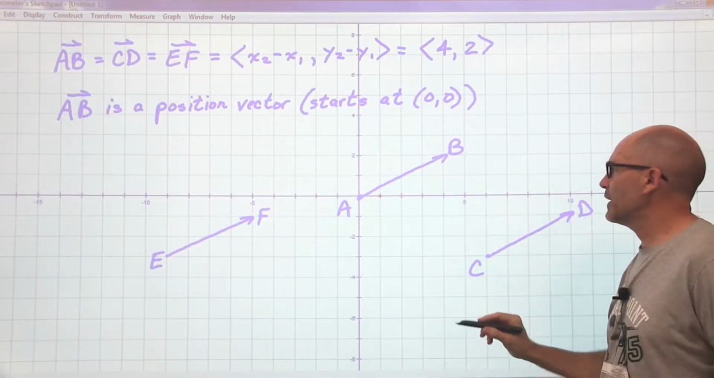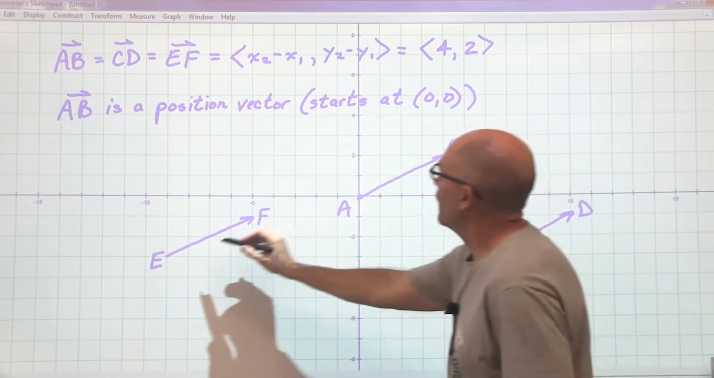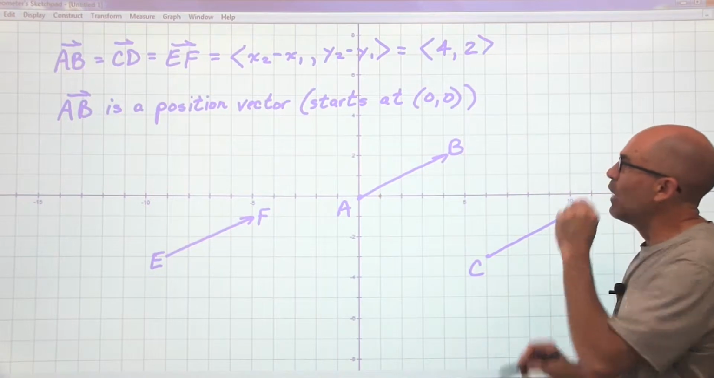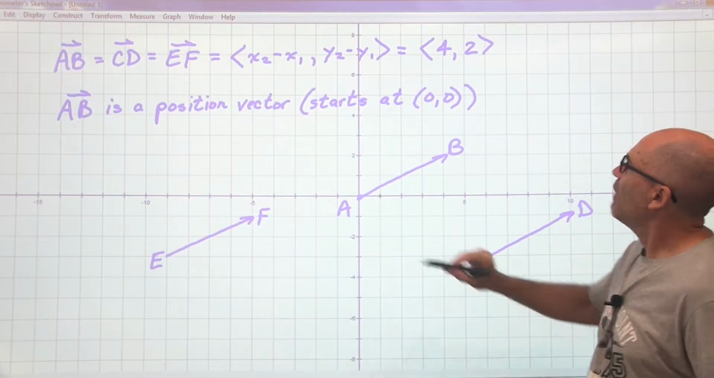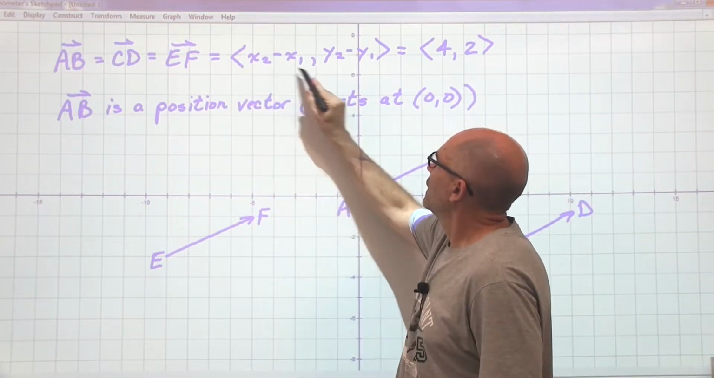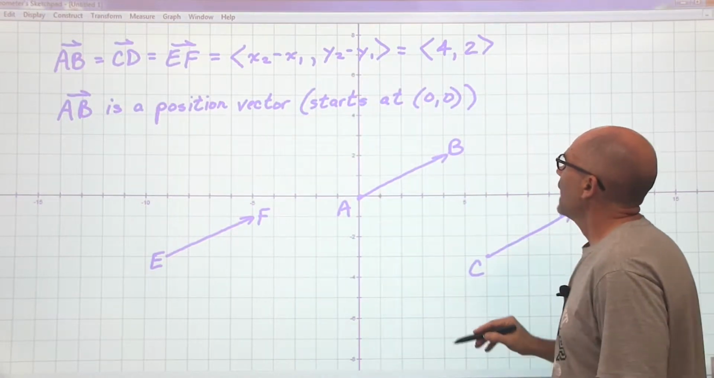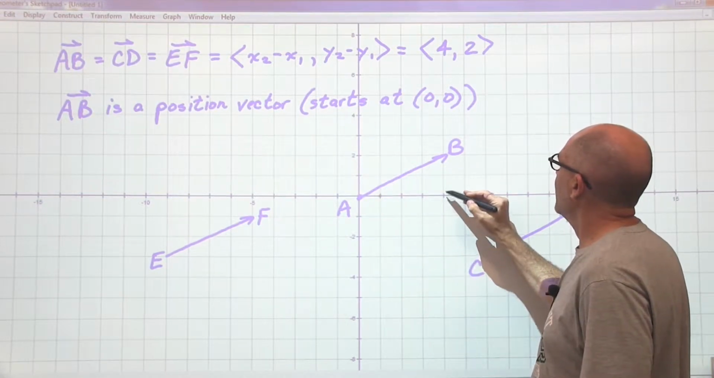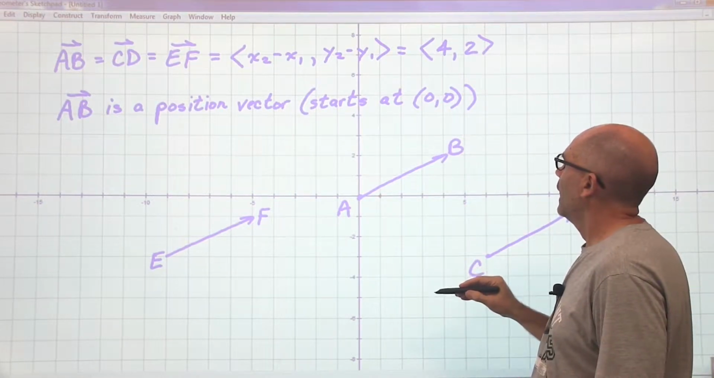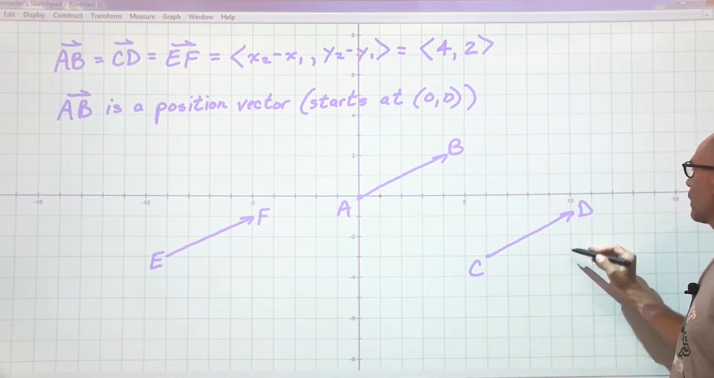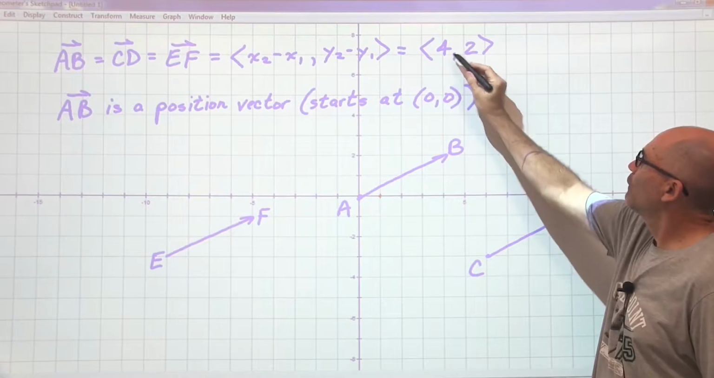Now, let's check out the graph. Okay, we have 3 vectors here. Vector AB, vector CD, and vector EF. Now, all 3 vectors are equal. Why? Because a vector equals its change in x, comma, change in y. Notice AB goes 4 right and 2 up. So its vector is 4, 2. Now, CD goes 4 right and 2 up. EF goes 4 right and 2 up. So all 3 of these vectors are 4, 2.